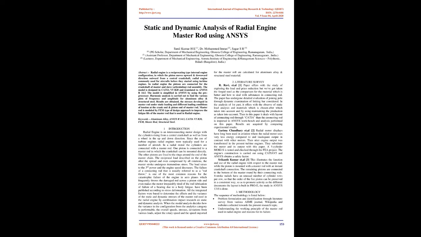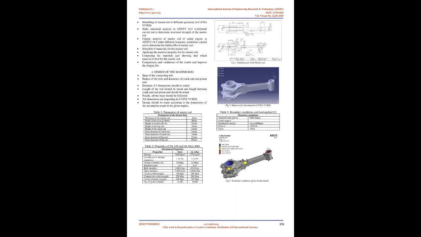2. Literature survey. R. Ravi, et al. One paper offers the study of exploring the load and price reduction, but we have taken the forged steel as the comparison for the material which is better and how to deal with substances in connecting rod. The paper has undergone detailed evaluation of connecting rod through dynamic examination. In the analysis of the first part, it offers the study of static load analysis and materials which is chosen and then taken into account.